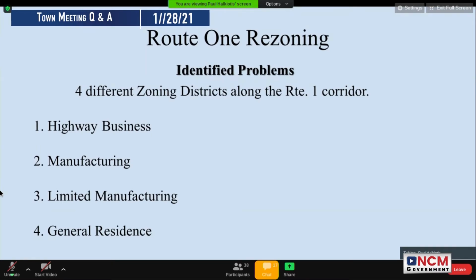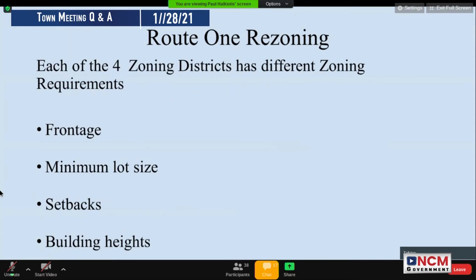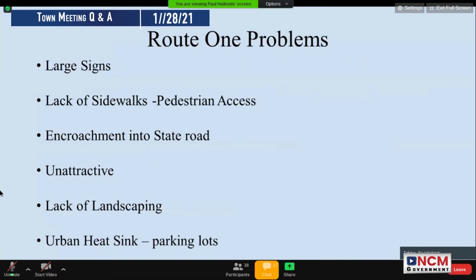We began the Route 1 corridor study by identifying problems that we thought we should try to address, manage, and fix in the future. One of the basic problems with Route 1 is that along the 4 mile stretch, we have four different zoning districts: the highway business zone, manufacturing, limited manufacturing, and general residence. Each of these four zoning districts has different zoning regulations that affect the frontage, minimum lot size, setbacks, and building heights. Other problems that we identified along the Route 1 corridor are large signs.